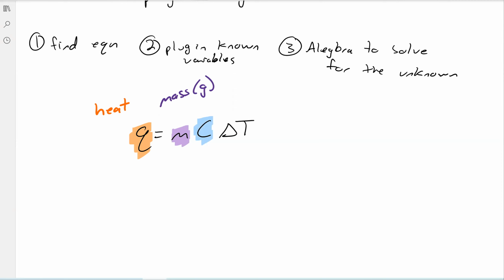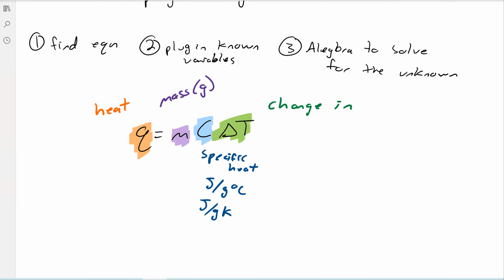And how much it's going to heat up depends on the specific heat, right? How much energy it takes to heat that thing up. So that's specific heat, and that's in units of joules per gram degree Celsius or joules per gram Kelvin. In this case, we're talking about a difference, so it doesn't matter which one you use, they're interchangeable. And then finally, delta T is the change in temperature, right? Okay, something went up by 10 degrees, it went up by 30 degrees, right?